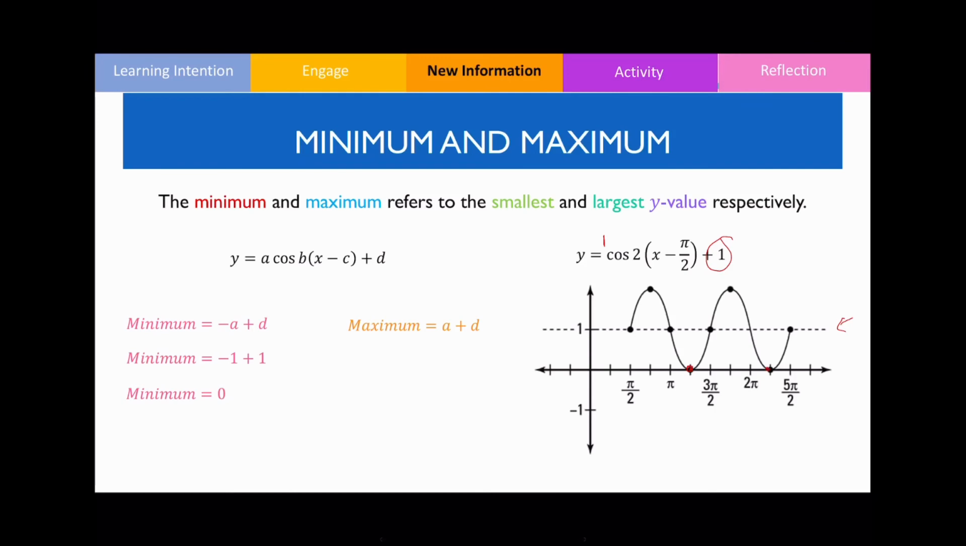To find the maximum value, instead of going -1, I'm just going to be adding up a +1, so therefore that equals +2, and we can clearly see, well, it's not really shown because the scale is not there, but that's equal to +2 in this particular example over here. So make sure that you do copy down these formulas.